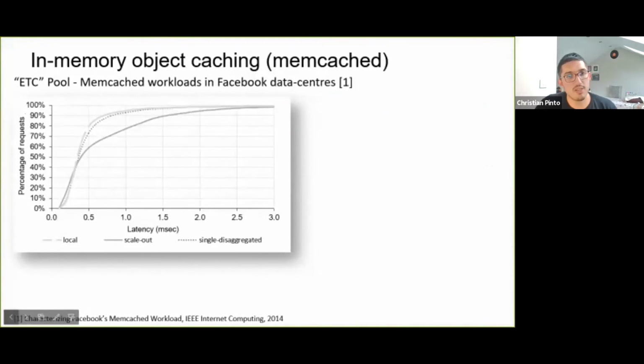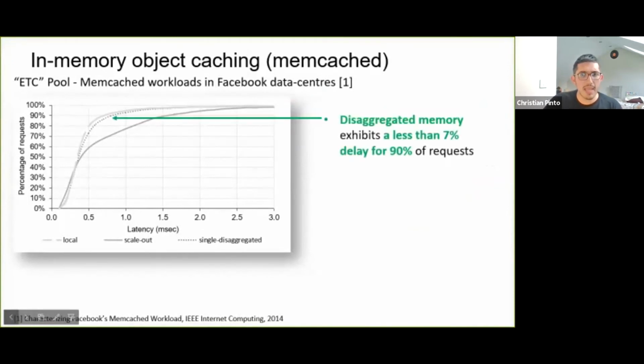The second benchmark we have is Memcached. So here you see the CDF of the get transactions latency. And again, 90% of the transactions only have 7% delay.